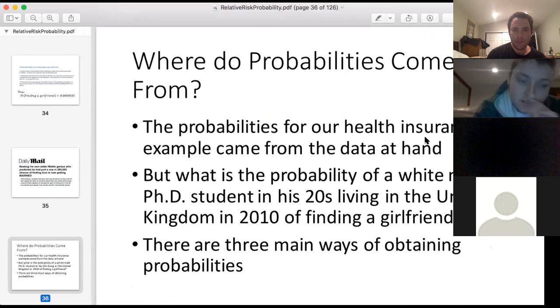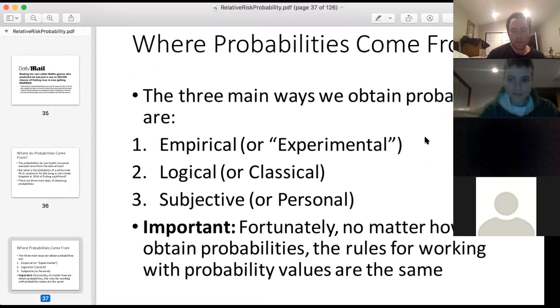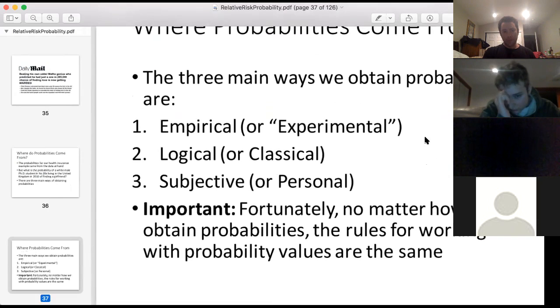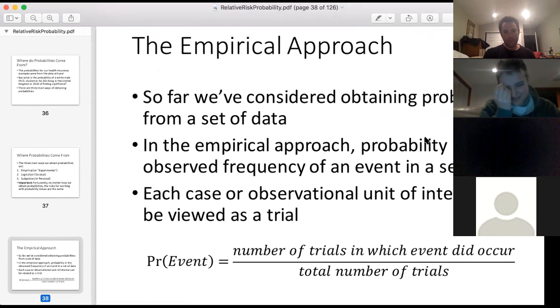So where do probabilities come from? They can come from three different ways. There's the empirical or experimental method, the logical or classical method, and the subjective or personal. The subjective probability is not really based in empirics, so that can be based on anecdotes. Empirical is based on a set of data.